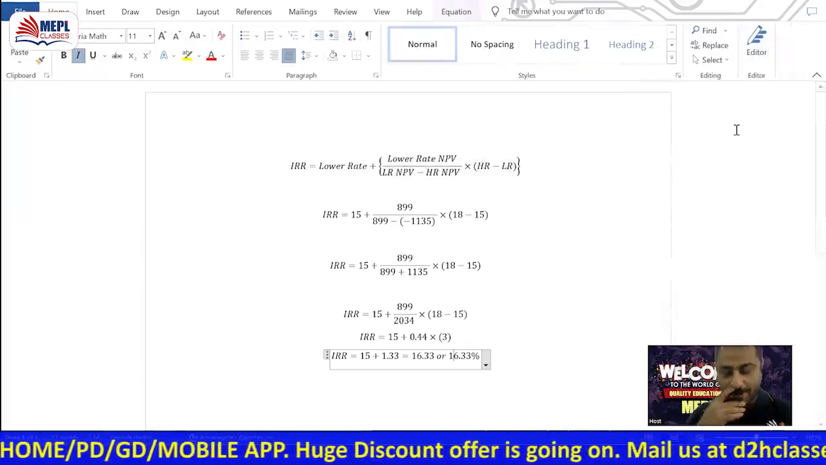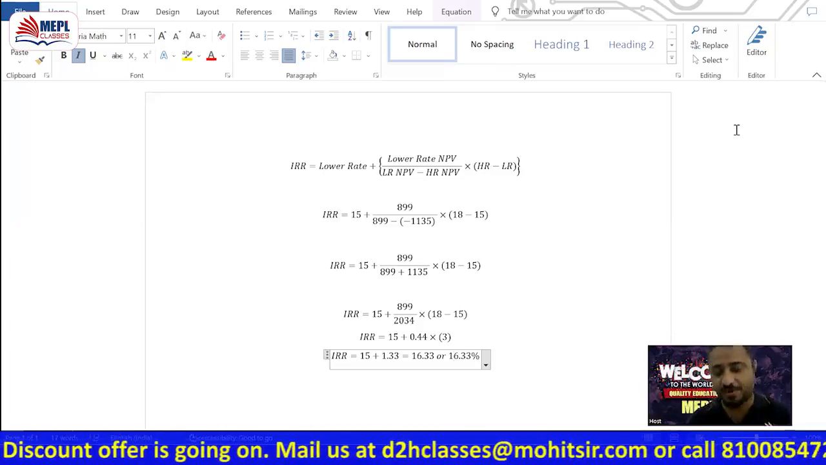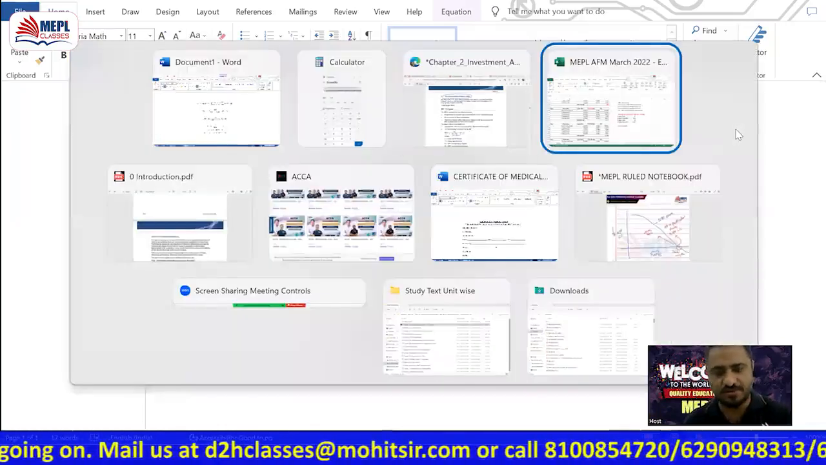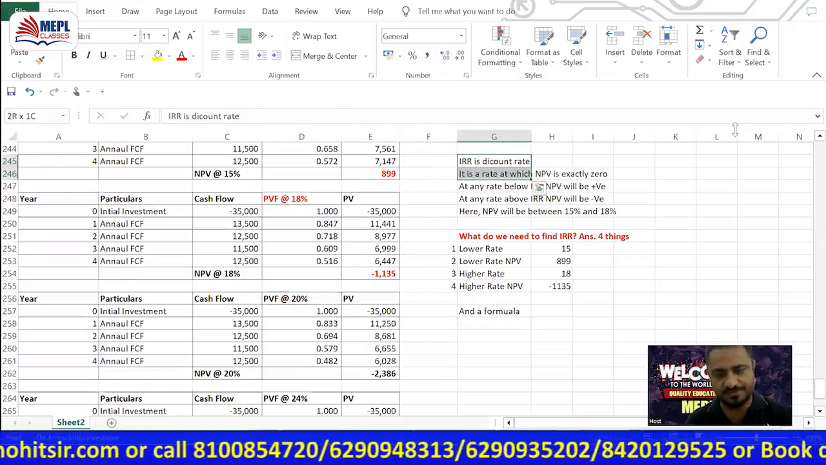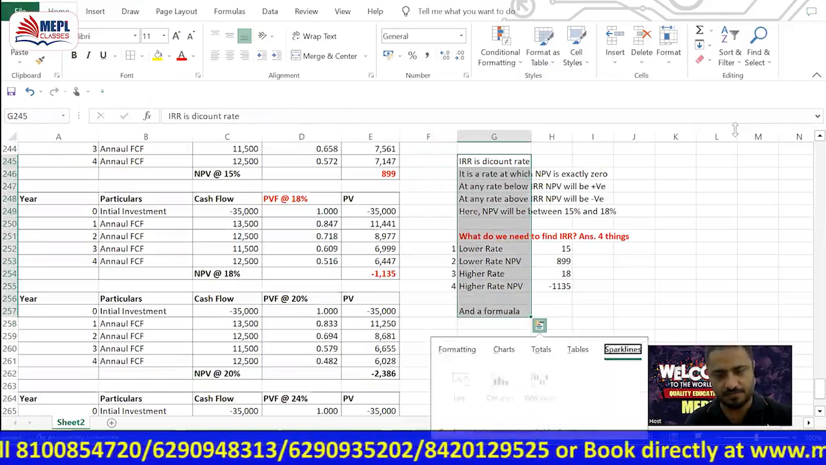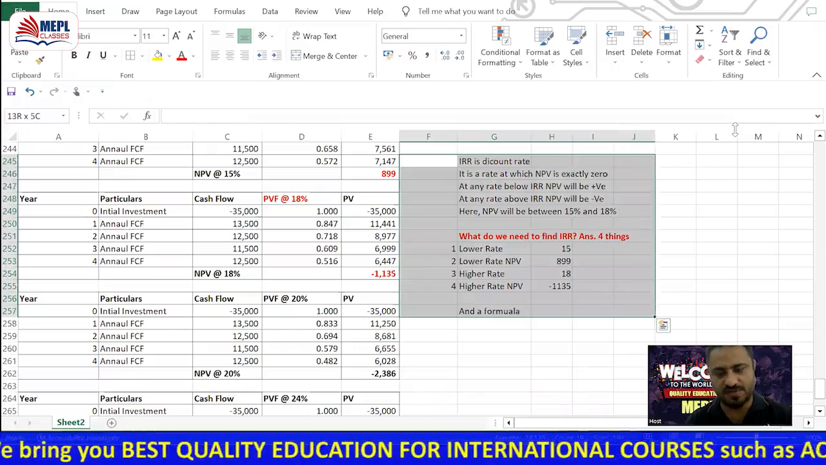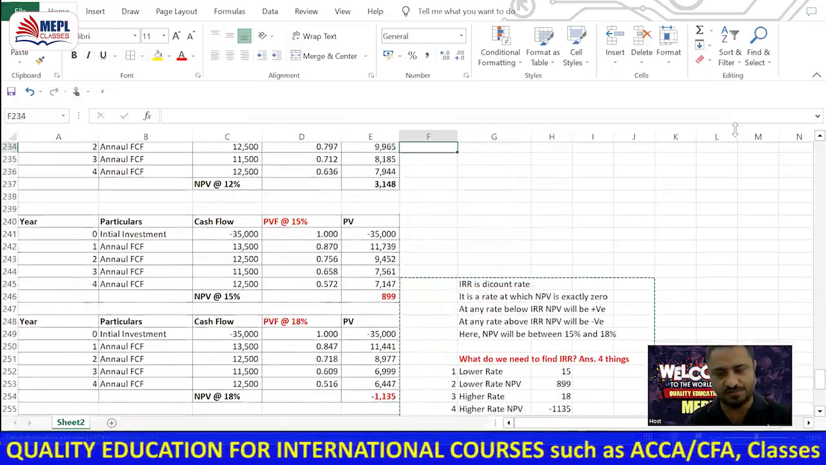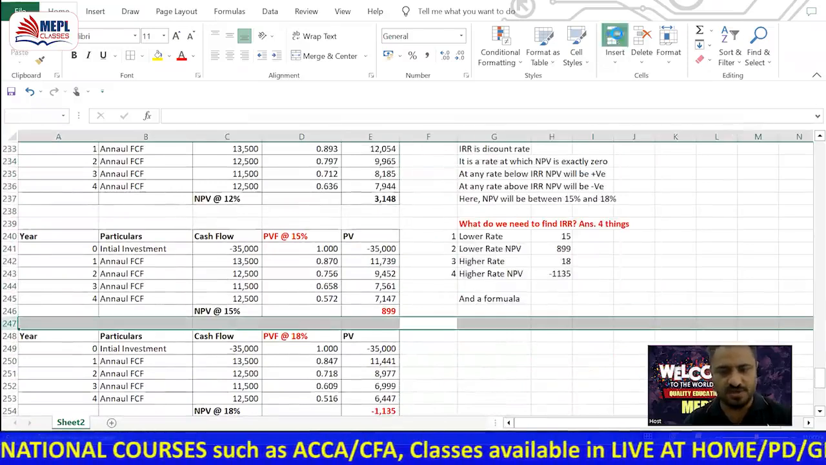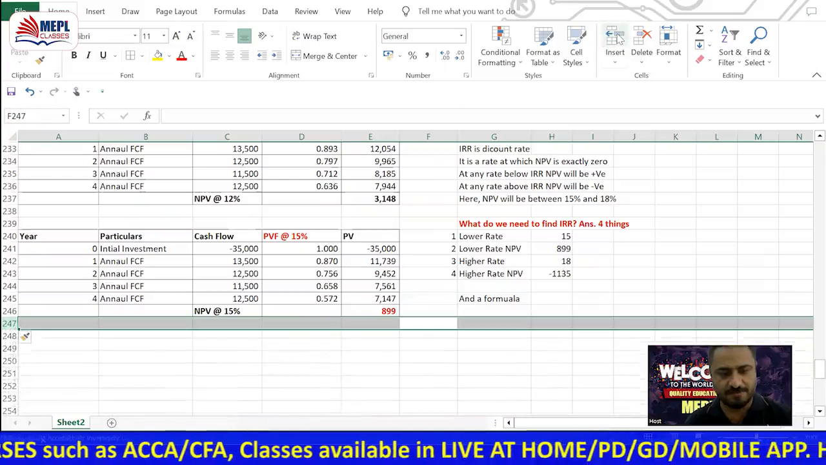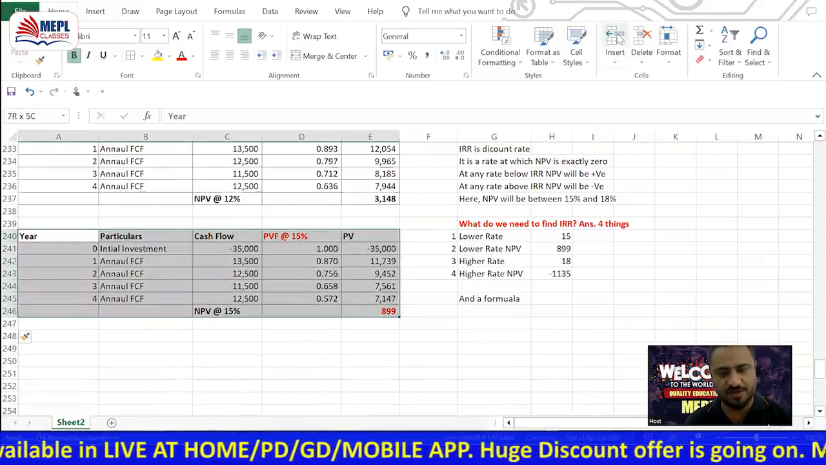Now let's try to calculate the NPV of the project at 16.33%. As I told you, it is somewhere between 15 and 18%. So 16.33% is between these two. I'm just putting an additional space here. We will try to calculate the NPV at 16.33%.